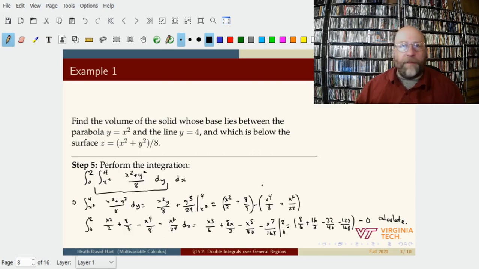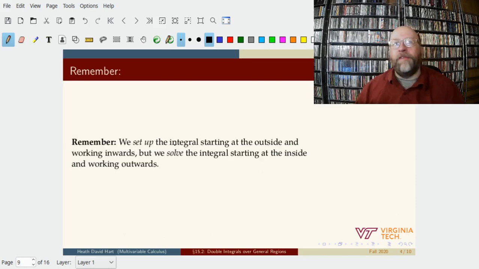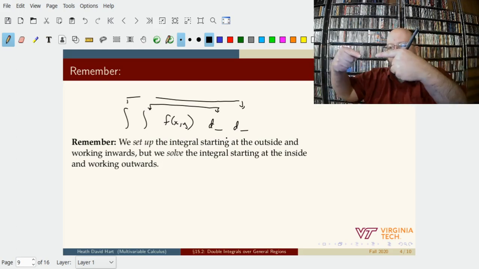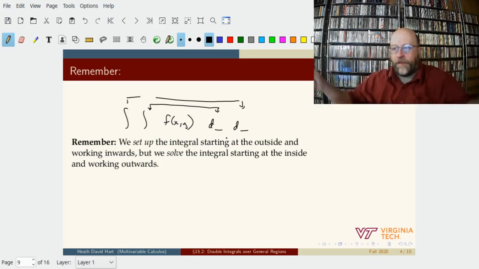I want to emphasize before we move on that when we set up the integral, we set up the outer boundaries first because they're just constants. They're easy to set up. And then once we have the constant set up, we set up the inside boundaries. But then when we go to solve the integral, we solve the integral from the inside to the outside. So we set it up outside to inside. We solve it inside to outside.